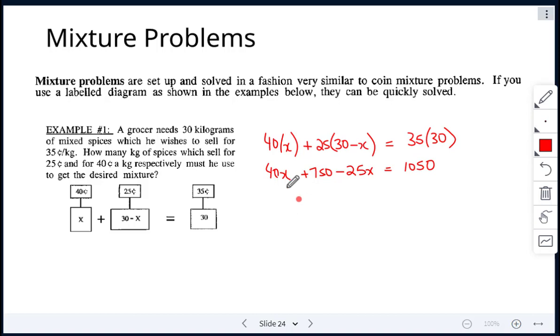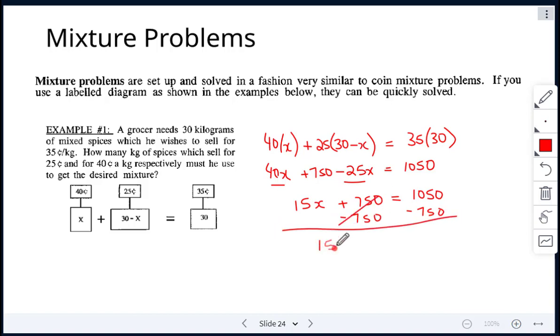All right, we'll collect our like terms here. 40 minus 25, which is 15x, plus 750 is equal to 1050. We'll subtract 750 from both sides. That leaves me with 15x is equal to 300. And then we'll divide by 15 on both sides, and I get x is equal to 20. All right, and that's in kilograms.